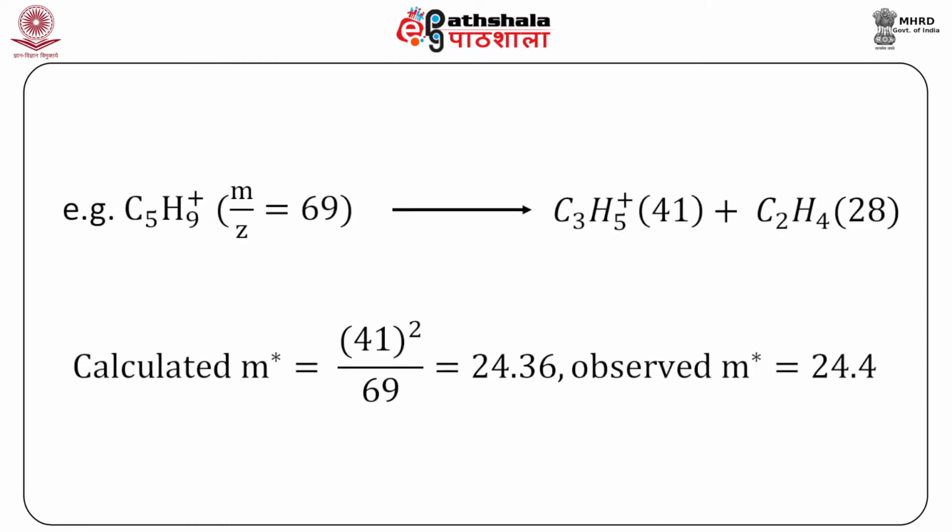Now consider here as an example C5H9 plus, it has an m by z value of 69, and C3H5 plus having an m by z value of 41, plus C2H4 having an m by z value of 28. Now calculated m star will be 41 square divided by 69, which equals 24.36. So the observed mass of the metastable ion will be 24.4 when you round it off.